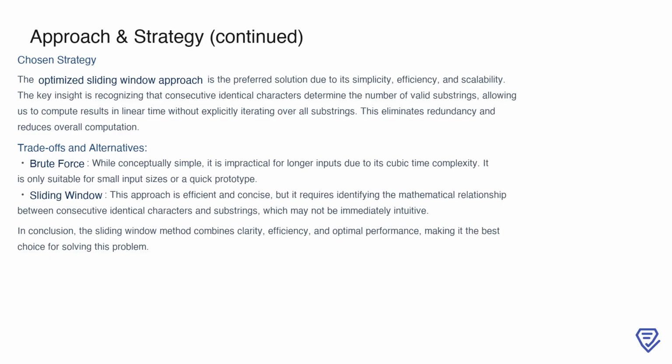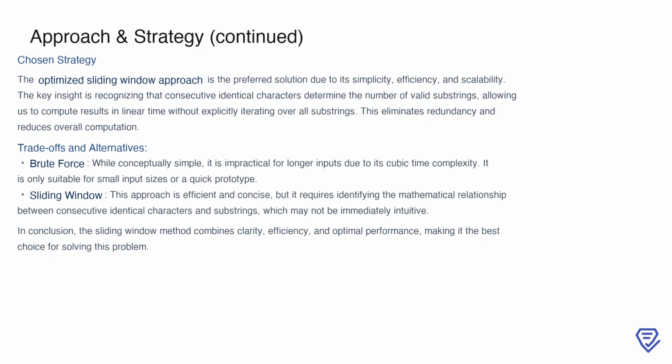Its simplicity lies in recognizing that consecutive identical characters determine the number of valid substrings, allowing us to compute results in linear time without explicitly iterating over all substrings. By eliminating redundancy and leveraging the mathematical relationship between group lengths and substring counts, this method achieves both clarity and efficiency. While the brute force approach can serve as a conceptual starting point, it is impractical for larger inputs due to its cubic time complexity.